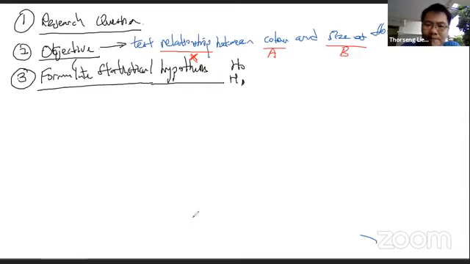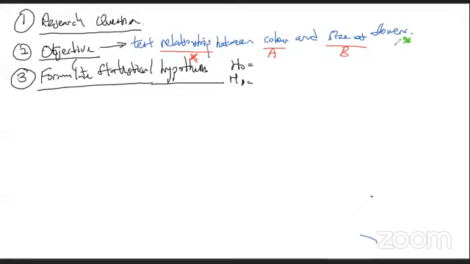Anyone want to try? How to do it? Test the relationship between the color and also the size of flower. How to test the relationship? Do you think this objective is a good objective? So what does it mean actually? What does it mean?